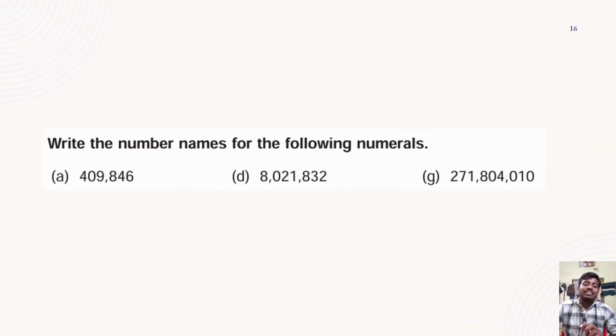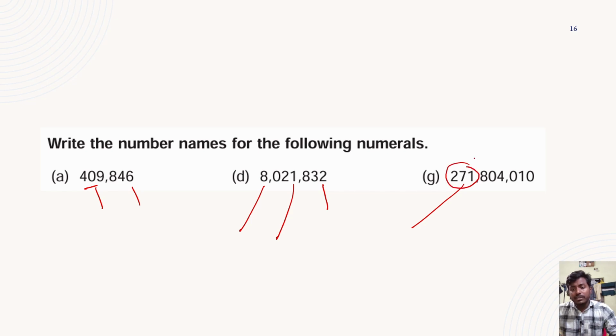Next, this is the international system, comma. So this is 409,846, 8,021,832, then 271 million. Simply read the number. Here is 271. Simply write down million. Now here is the 804. So 804,000. Now 10. I hope it is clear.